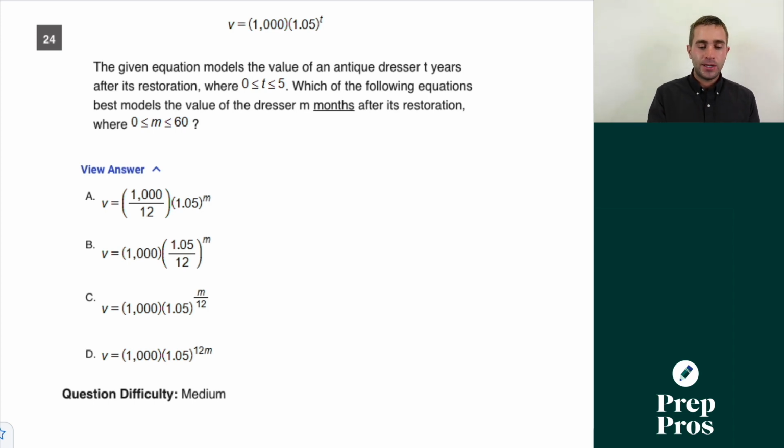Well, this part sometimes can throw students off, but both of these are just saying it's within a 5-year period, right? This is 5 years. This is also 5 years expressed in months. So what we can think about is after 1 year, we're going to have increased by 5%. So if we're looking at this, 1 year is equal to 12 months.